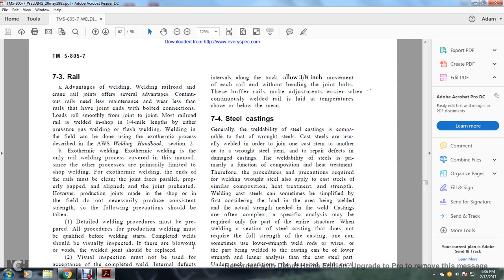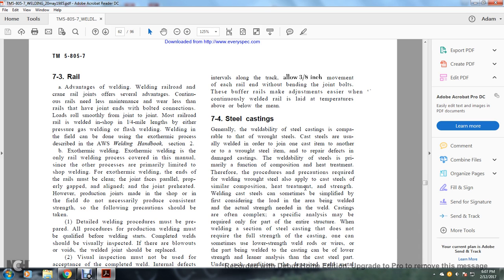7.4 Steel castings. Generally, the weldability of steel castings is comparable with wrought steel. Cast steels are usually welded in order to join one cast item to another or to wrought steel. Wrought steel items are welded to repair defects or damage in the casting. The weldability of the steel is primarily a function of its composition and heat treatment. Therefore, the precautions required for welding wrought steel also apply to cast steel.